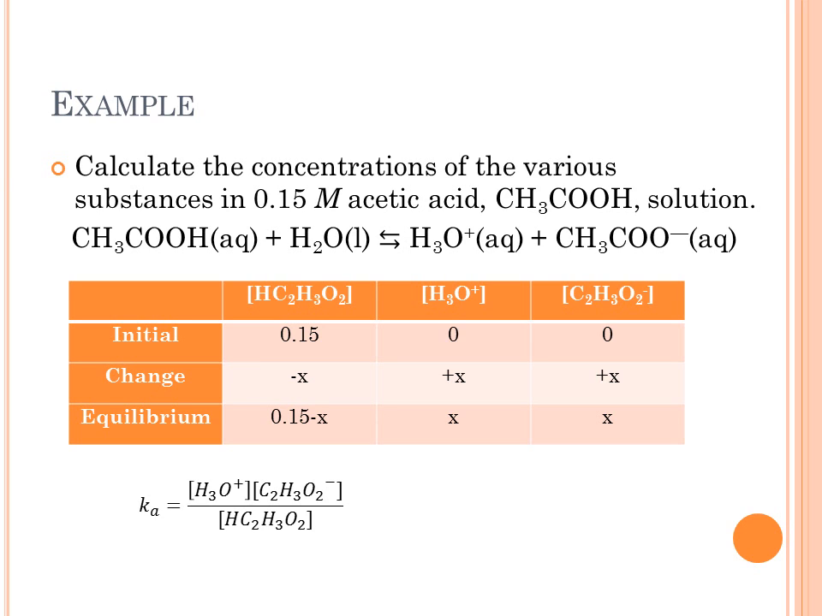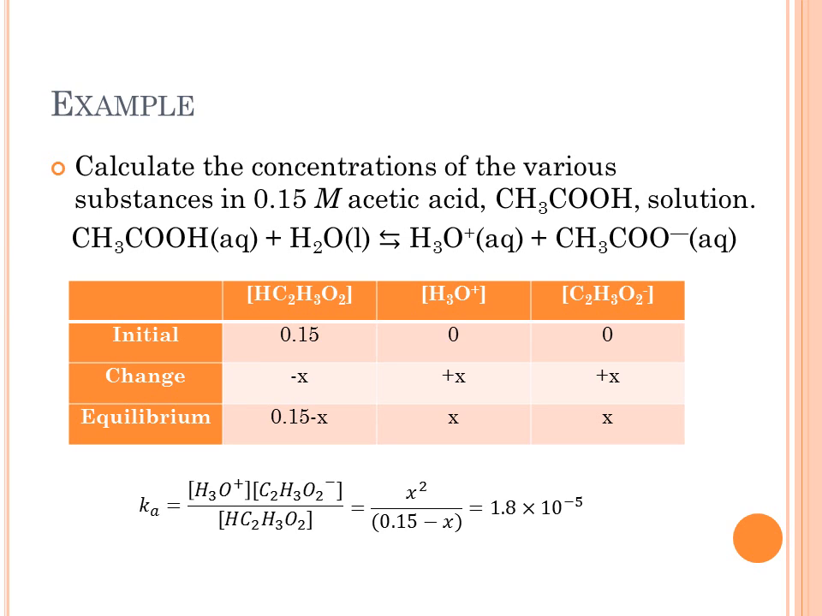So we set up our Ka as hydronium ion times acetate ion divided by the unionized acetic acid. And so we get essentially x times x, which is x squared, divided by 0.15 minus x, is equal to the Ka for acetic acid, which is 1.8 times 10 to the negative fifth.